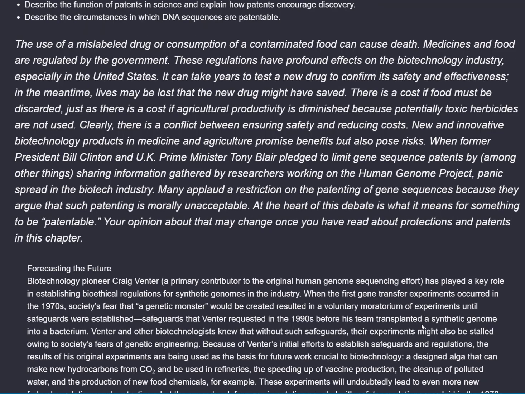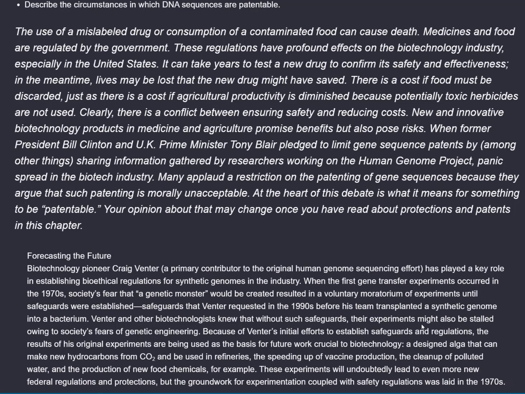Describe the function of patents in science and explain how patents encourage discovery. Describe the circumstances in which DNA sequences are patentable.